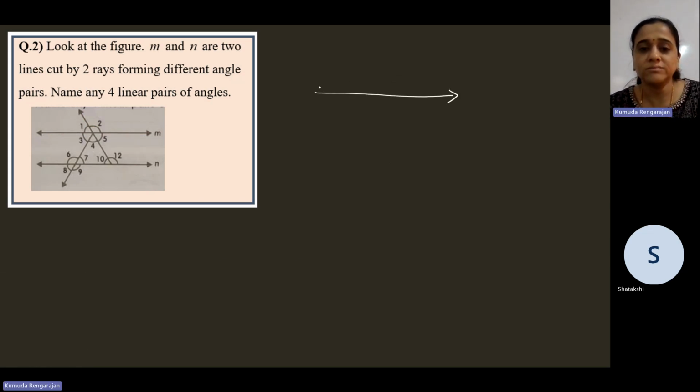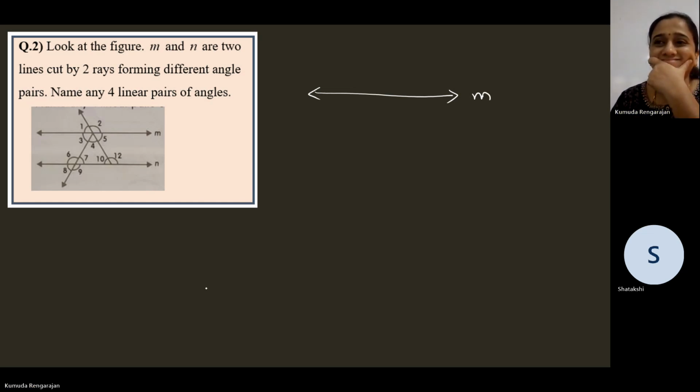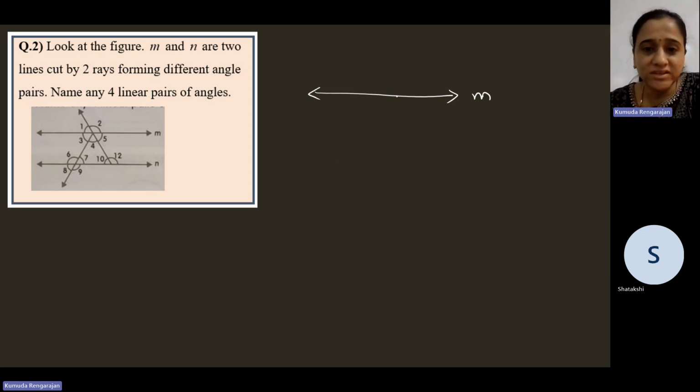Line M, okay? Time paaka koodadhu, road paaka. Line M, okay. Can you see this line, which is called a ray? Yes. Then what are the angles you see here and here? The numbers. What are the numbers?